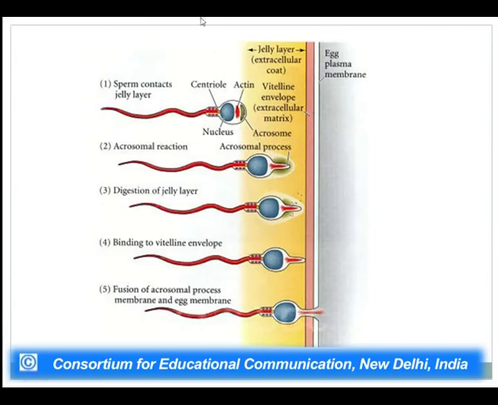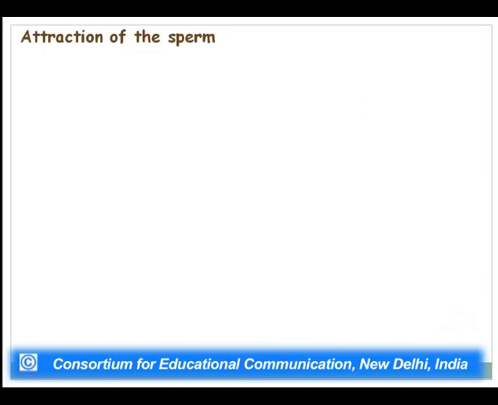So this picture clearly tells how the sperm comes in and how it finally contacts the plasma membrane, and how the final fusion of the plasma membrane of the sperm and the egg takes place. So, attraction of the sperm, we will take these steps in a little more detail now. Attraction of the sperm, as we talked about, is basically by the method of chemotaxis.